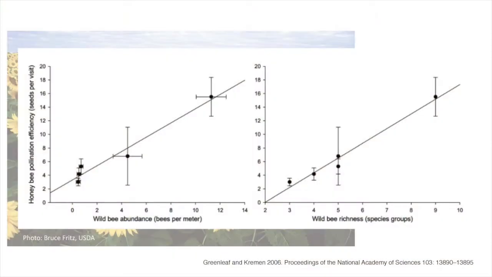Strawberries. Claire Kremen worked on this. She was simply looking at the presence or absence of wild bees versus honeybee pollination efficiency. And in both of these measures, as wild bee richness, species groups, and wild bee abundance, bees per meter, as both of those values went up, the honeybee pollination efficiency increased. Wild bee abundance is simply their number. You go out there and count individuals, 1, 2, 3, 4, 5. Species richness is the number of different bee species you go out there and count. So slightly different. And in both of those going up, honeybee efficiency went up.